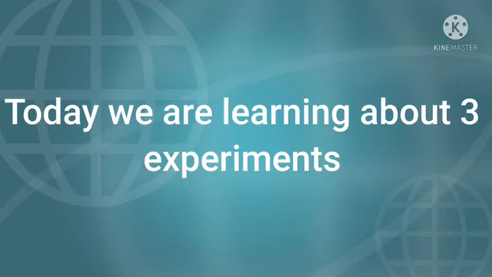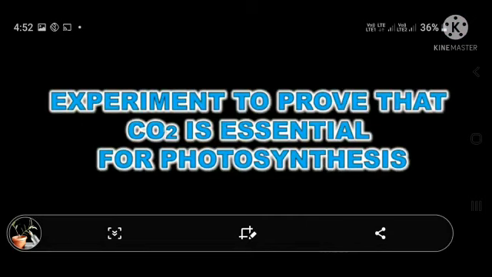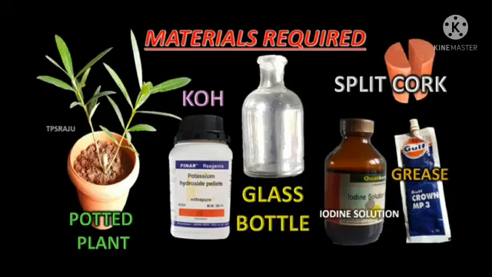Today we are learning about 3 experiments. First experiment, that is to prove that carbon dioxide is essential for photosynthesis. Materials required: potted plant, KOH means potassium hydroxide, glass bottle, split cork, iodine solution, grease.